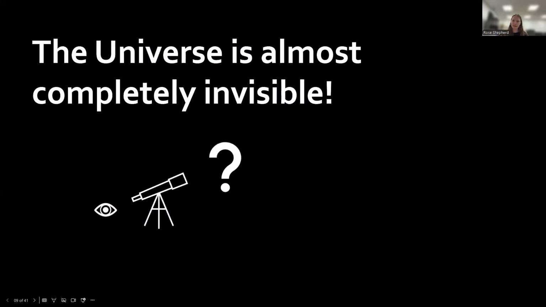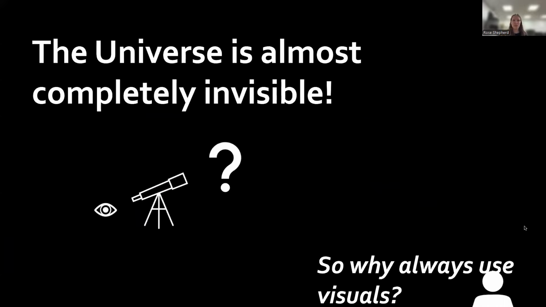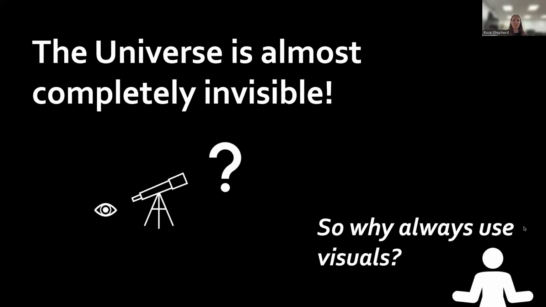So, as I said at the beginning, we're all blind to the universe. It's almost completely invisible to us. So why then are we always using visuals? Astronomy relies on images, graphs, and charts, but there are other ways that we can explore and communicate data.